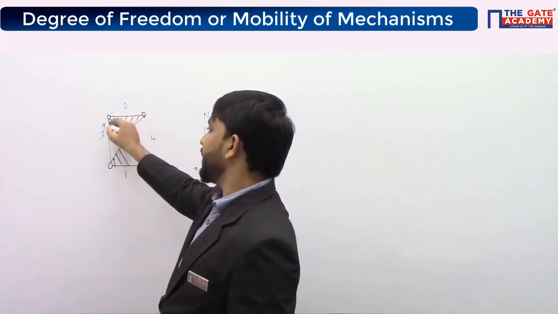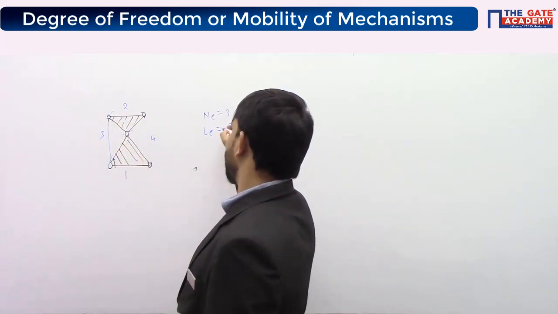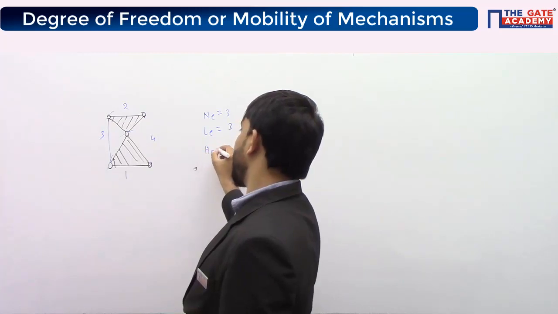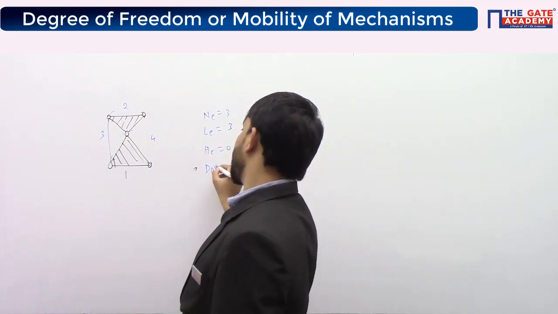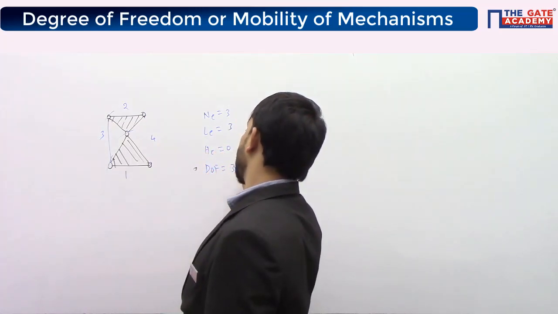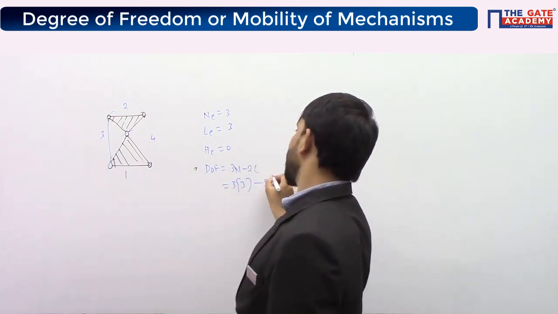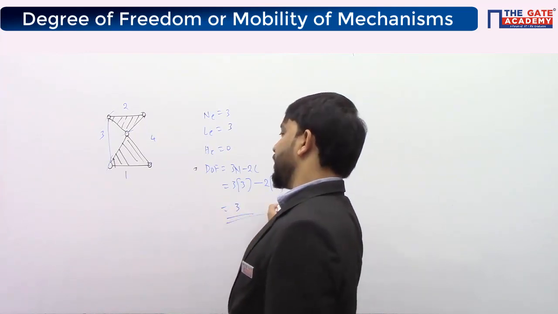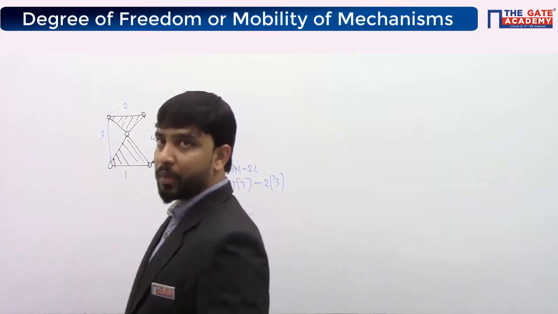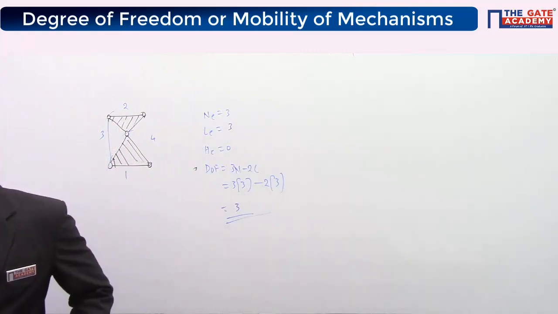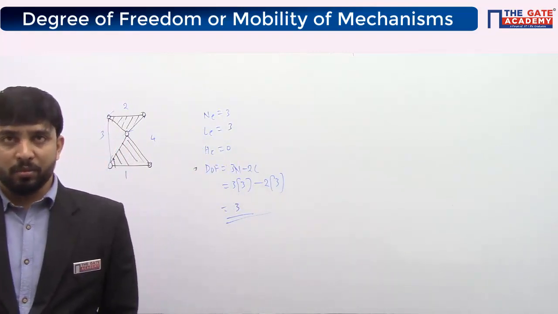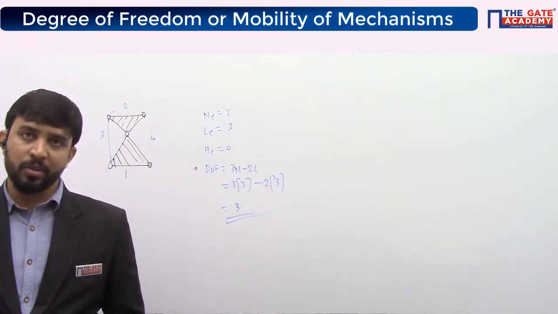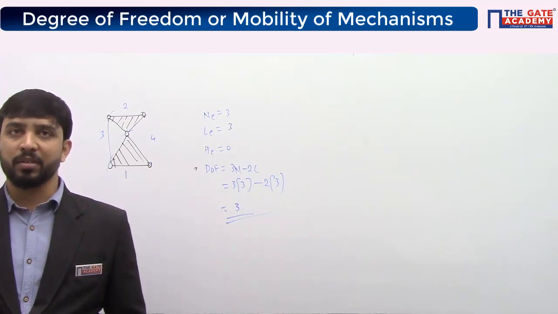So this is 1 lower pair, 2nd lower pair and 3rd lower pair. Effective number of lower pairs are 3, so no higher pairs. You calculate degrees of freedom for this kinematic chain. 3 into n minus 2 times lower pairs. So degrees of freedom for this kinematic chain is 3. You should get that as 3, okay? You get it as 2, but the reason why you are getting 2 is you didn't consider geometry of links.